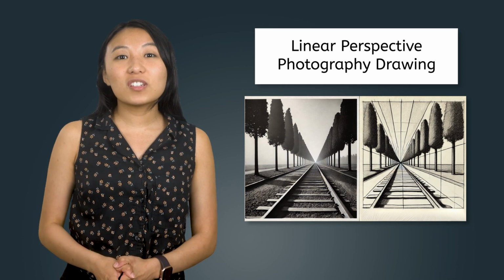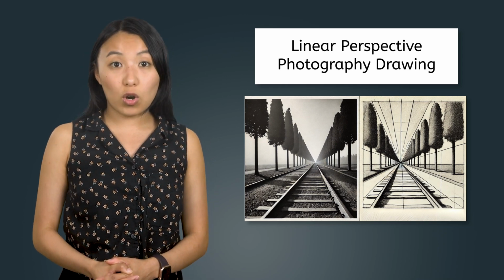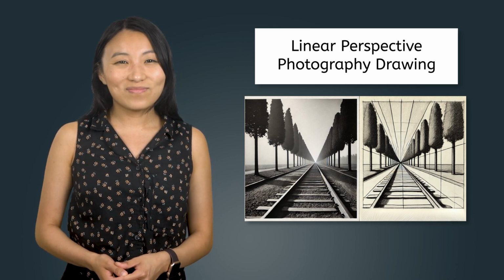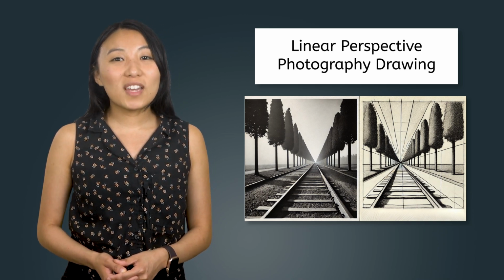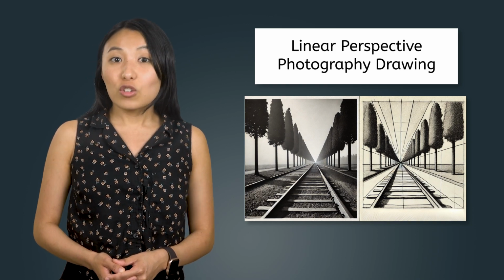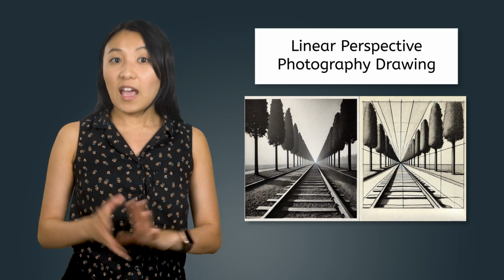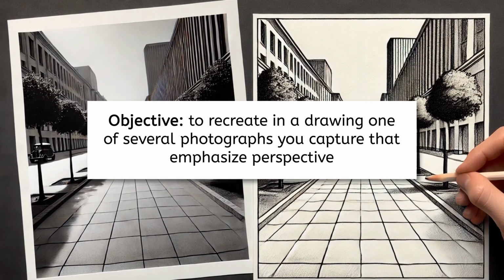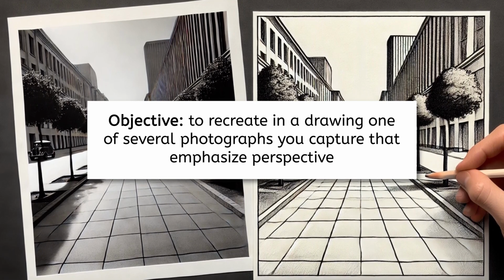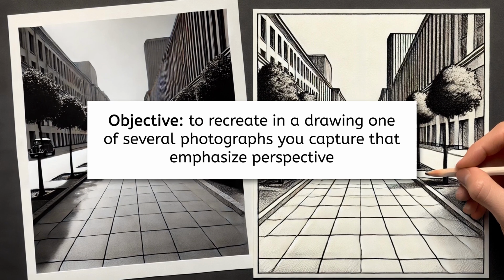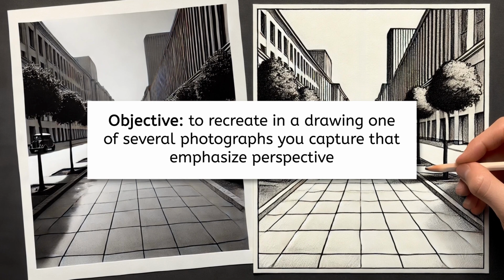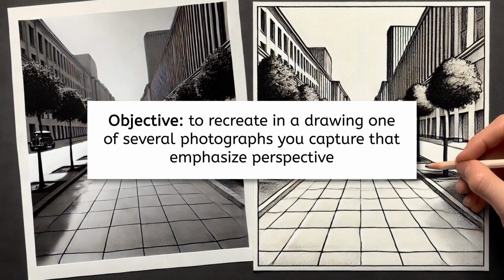Our second project option is the linear perspective photography drawing. Do you remember how we talked about linear perspective in an earlier lesson? Perspective helps create the illusion of depth on a flat surface using a horizon line, vanishing point, and orthogonal lines. In this project, your objective is to recreate in a drawing one of several photographs you capture that emphasize perspective. You will explore how lines converge in the distance, such as roads, railway tracks, or rows of trees, and then sketch your chosen photograph as accurately as possible.